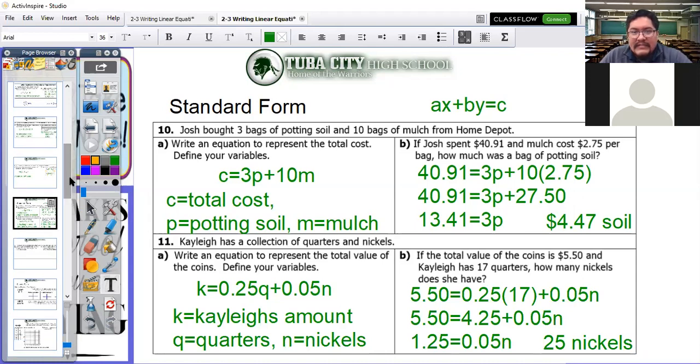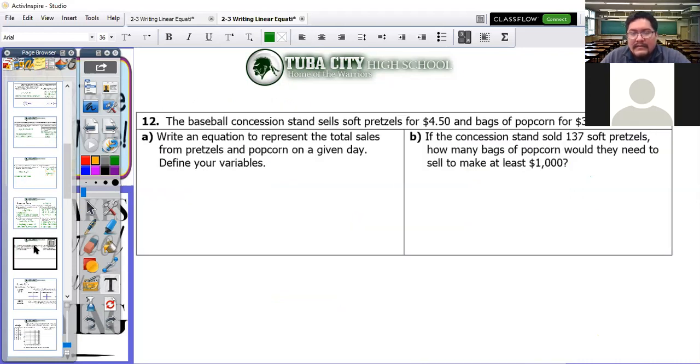And I think this next one is going to be pretty much the same as these other recent examples, numbers 10 and 11. Anyway, so here we have a baseball concession stand. It sells soft pretzels for $4.50 and bags of popcorn for $3.25. Write an equation to represent the total sales from pretzels and popcorn on a given day.